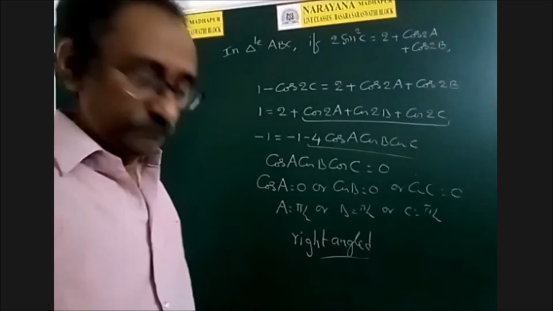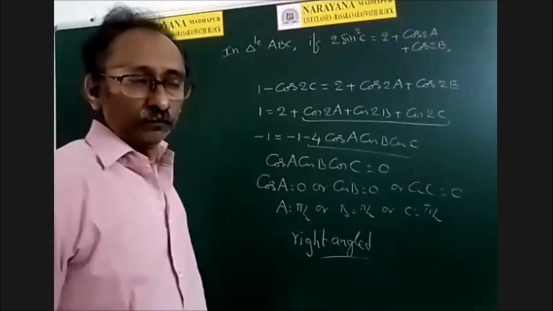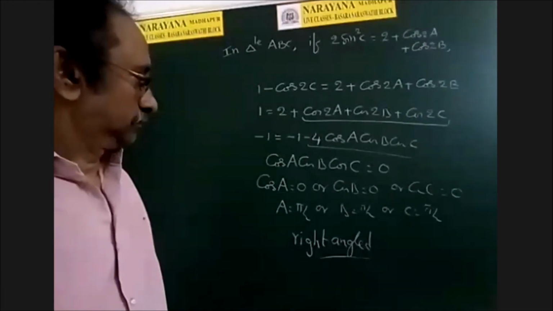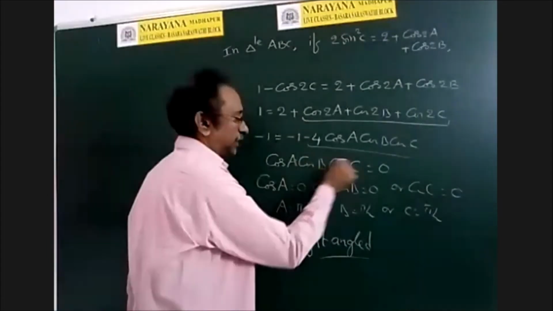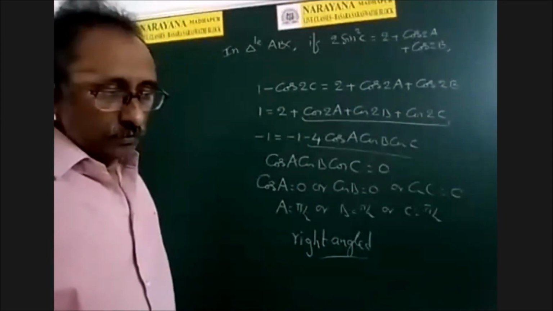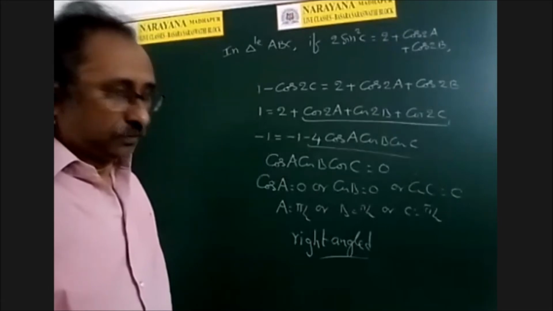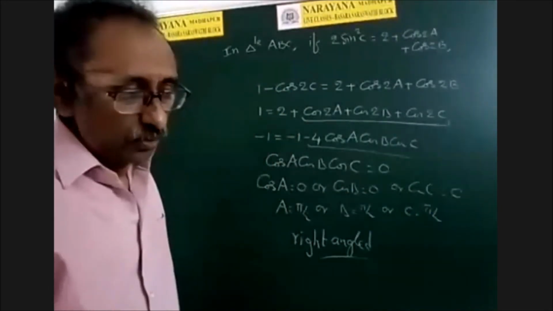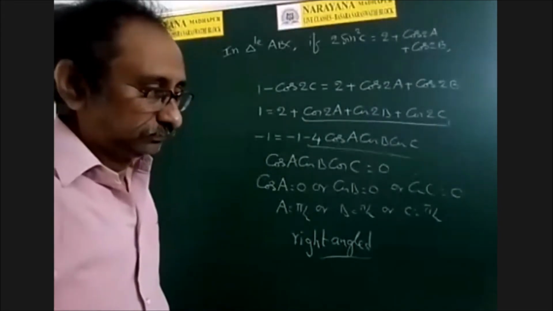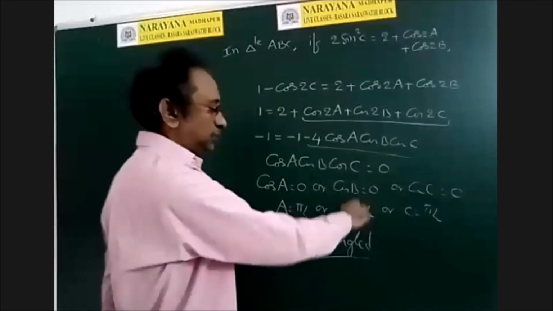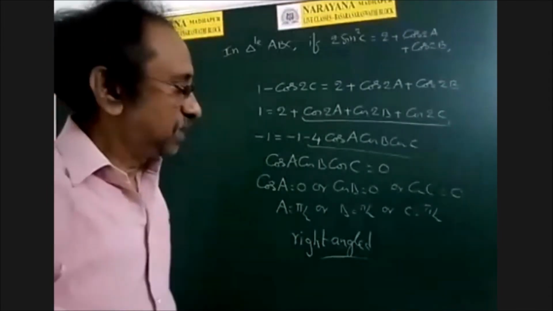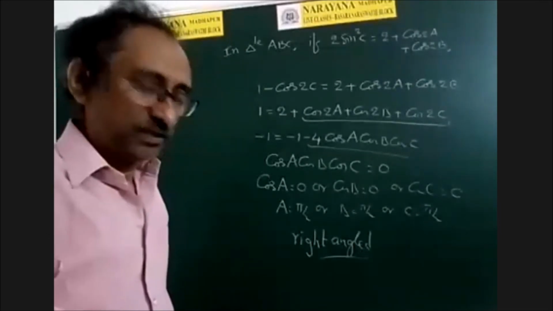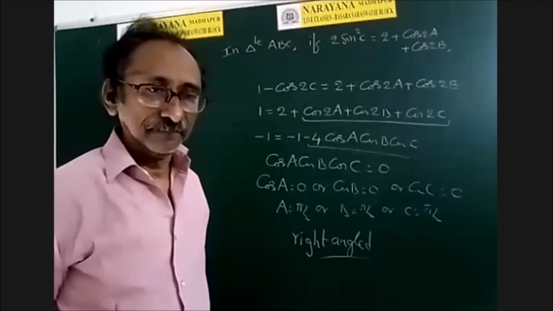Sridhar: Hello, sir. How can you say that any one angle is pi by 2, sir? Because what is meant by product 0? Any of them must be 0. So cos A is 0 or cos B is 0 or cos C is 0. So what is meant by cos A is equal to 0? Angle must be pi by 2. Or cos B is equal to 0, B must be pi by 2. Or C must be pi by 2. So what is the conclusion then? It is a right angle triangle. That's all. Okay, sir.